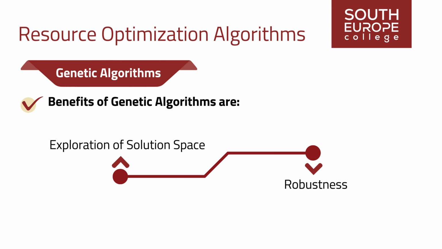In summary, resource optimization algorithms, such as linear programming and genetic algorithms, offer powerful tools for project managers to optimize resource allocation and enhance project outcomes. By leveraging advanced mathematical techniques and heuristic optimization methods, organizations can achieve efficient resource utilization, minimize costs, and maximize productivity in project management.